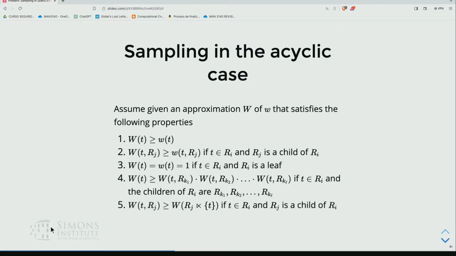And also we have this final condition that is the same as we had before. You expect W of t, R sub j to be greater than W when you evaluate it on the semi-join. And this W for a relation is just defined as before as the sum of the W over all the tuples. So it's a kind of generalization of what we had before.